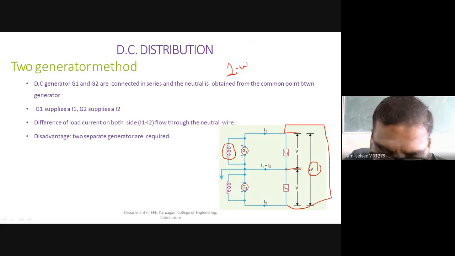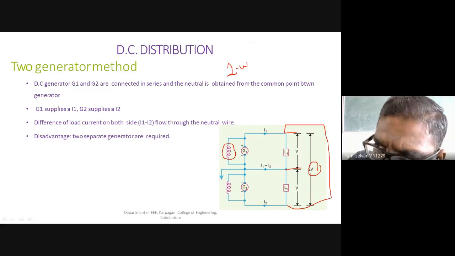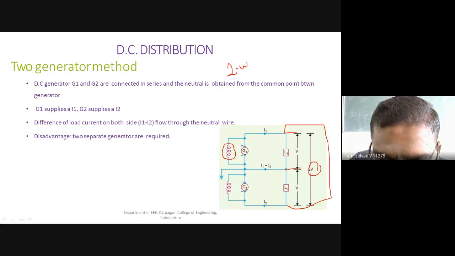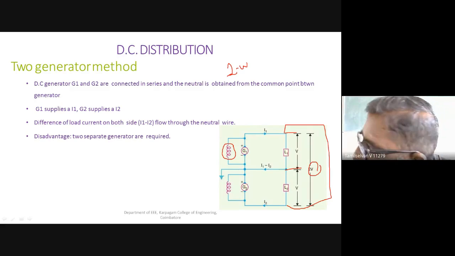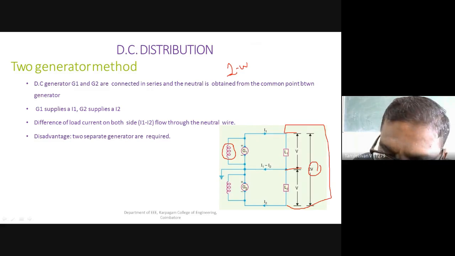We can convert our AC power by using a rectifier and then supply DC power, or we can generate the DC supply directly. In that, we use a DC two-wire system or a DC three-wire system. A two-wire system means one wire is the outgoing or positive wire, and the other is called the return wire.